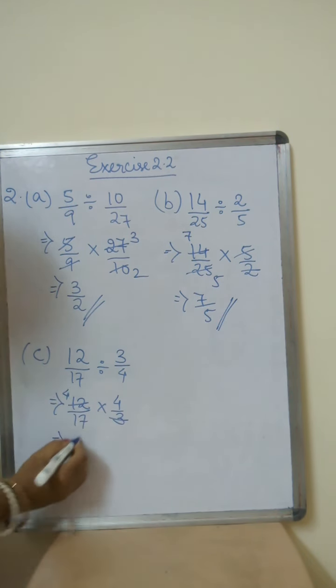Next we come to number D. Number D is 5 by 17 divided by 4 by 51.